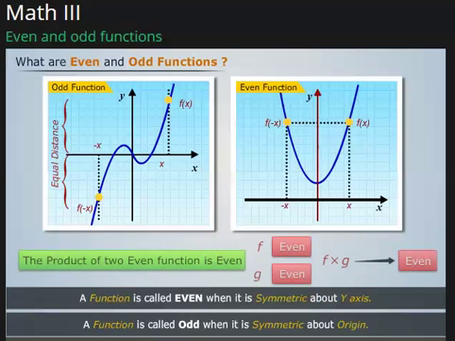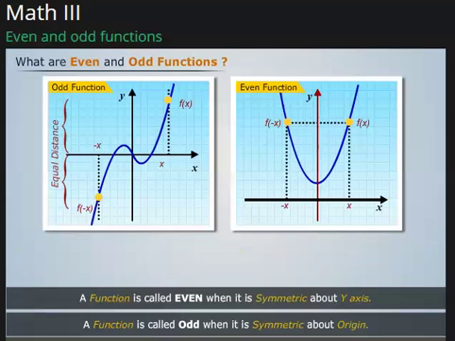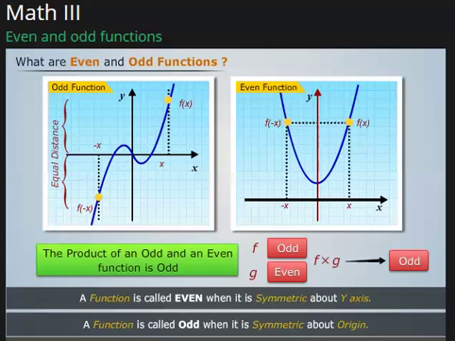The product of two even functions is even. The product of two odd functions is even. The product of an odd and an even function is odd.